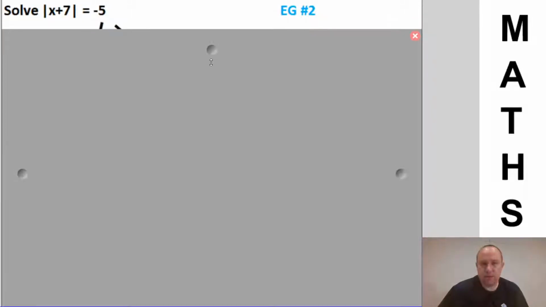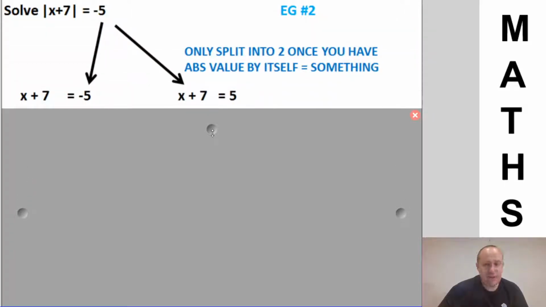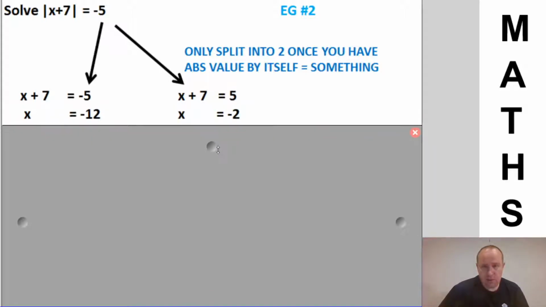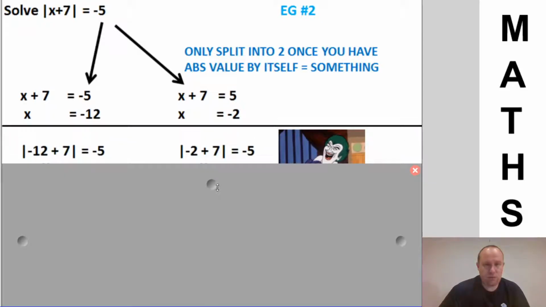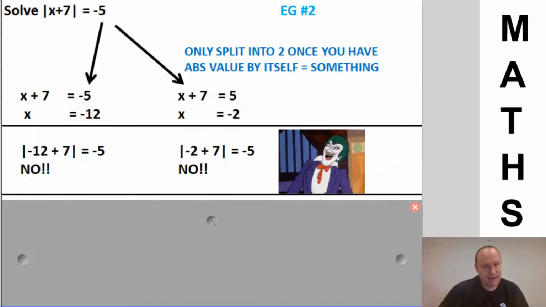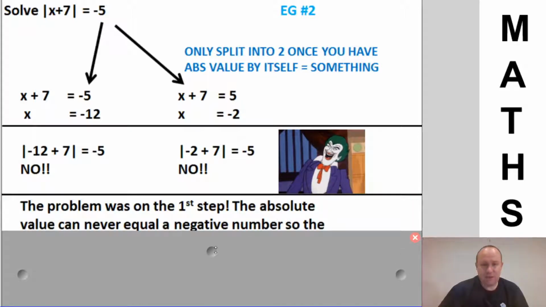Now, I've got to admit, this one is a little bit sneaky. If you did exactly what I just told you, you would have split this into two separate questions. You'd have had one being a negative and one being a positive. You would solve each equation independently, and you'd come up with your two answers. Now, if you check those two answers, though, you're going to find that that does not work. Negative 12 add 7 is negative 5. And when you do the absolute value of that, you get 5. You don't get negative 5. And negative 2 plus 7 is 5. And the absolute value of 5 is not negative 5. So no, this question was a big joke.